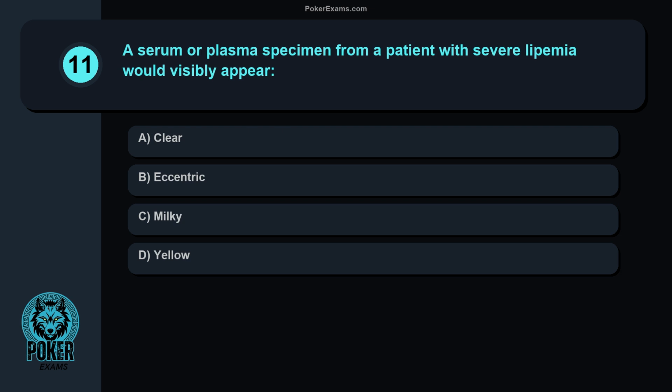Question 11. A serum or plasma specimen from a patient with severe lipemia would visibly appear: clear, eccentric, milky, yellow.